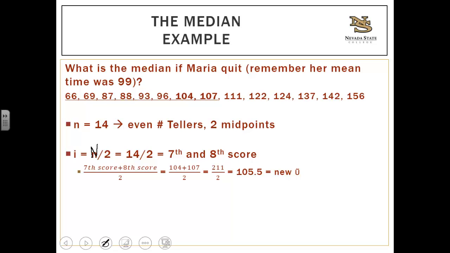Now, no matter which way you go about it, you're going to find the same two scores. If you start at the bottom and work your way up, count to 7th and 8th, or you can start at the top and work your way down, you're going to end up with 107 as your 7th and 104 as your 8th score. You add those two scores together, you get 211 divided by 2, you get 105.5. That is your new median after Maria quit.